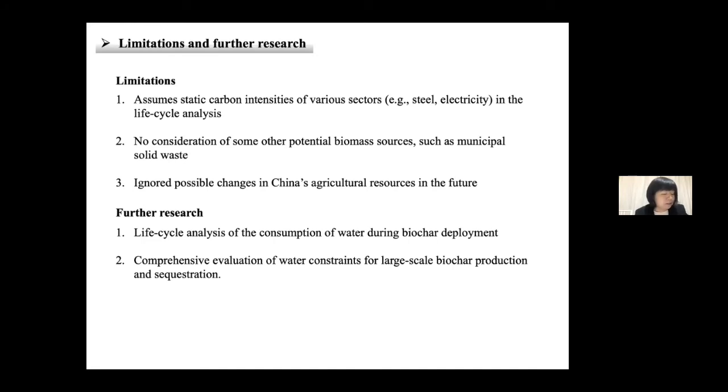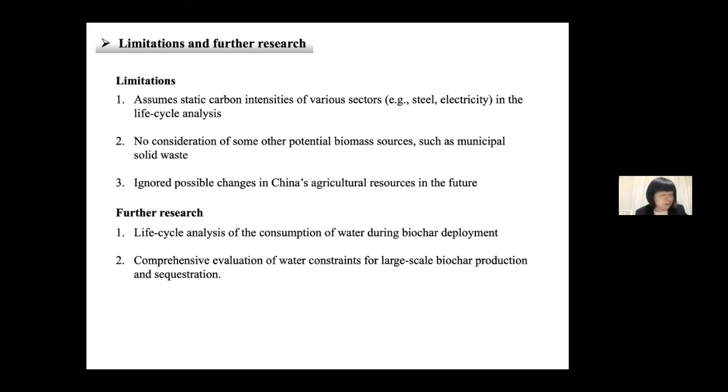Third, agricultural production in the future has a high degree of uncertainty, influenced by future population, climate change, and so on. China projects that there will be no significant changes in agricultural resources in the near future. Therefore, in this study, we conservatively assume that China's agricultural resources and residues would remain at the same level as the present situation in the first half of the century, and we did not consider the improved crop productivity after biochar returning into soil.